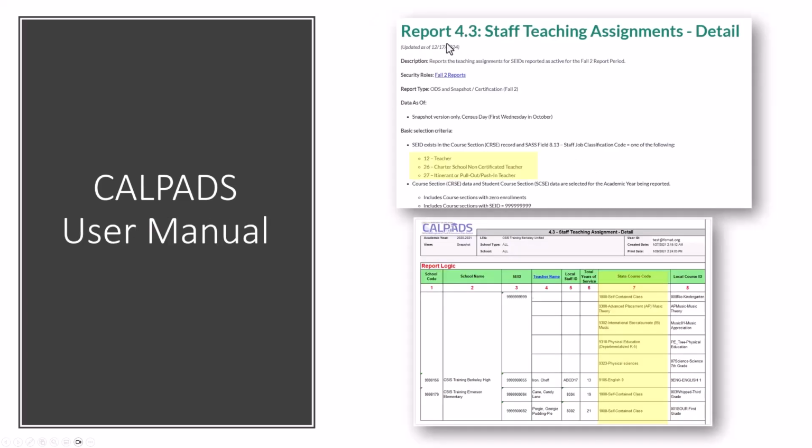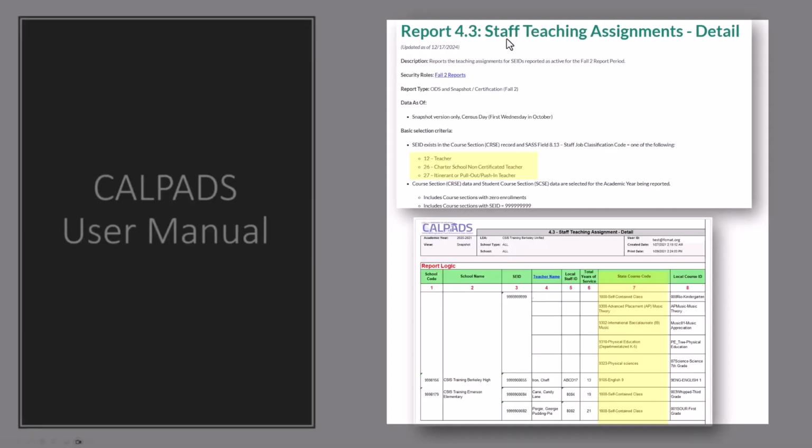And then if you reference the user manual, there's a report titled Staff Teaching Assignments, and you can see the only staff members considered in a teaching assignment are teachers. These are the job classification codes. And then you can see that the courses reported are their assignments. So you can see the relationship of what is a teaching assignment and who can have a teaching assignment.